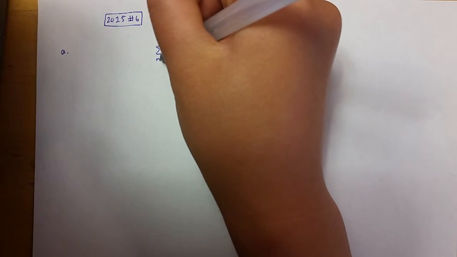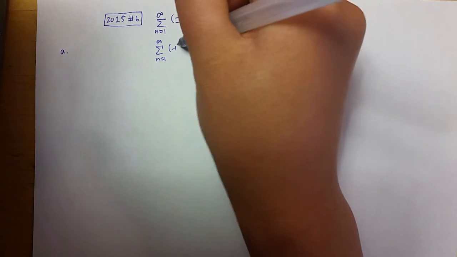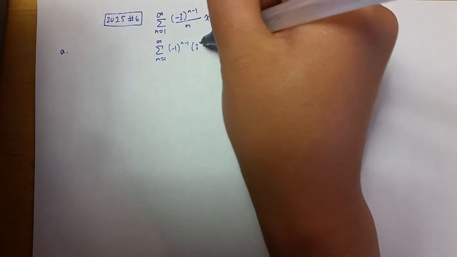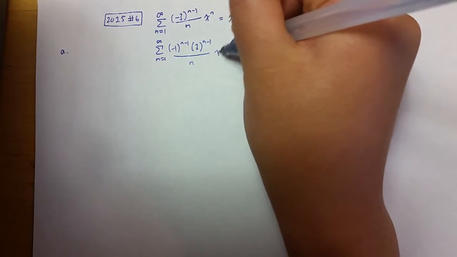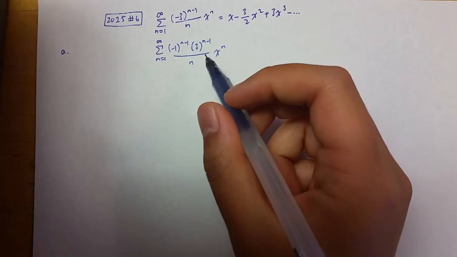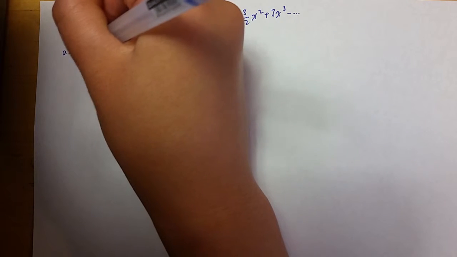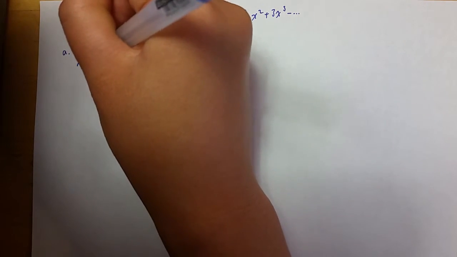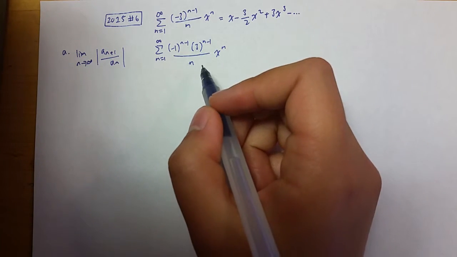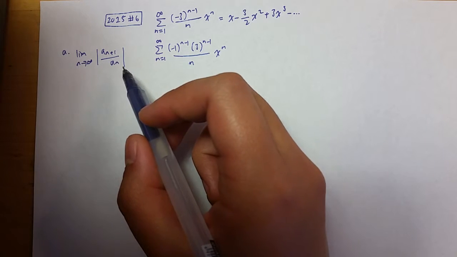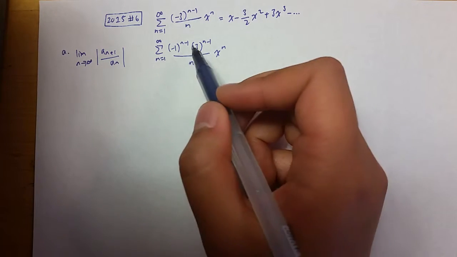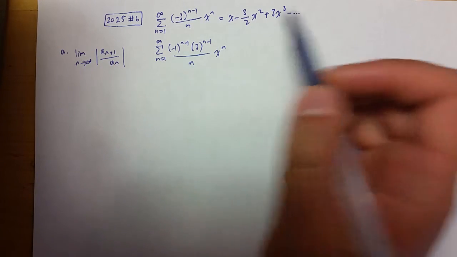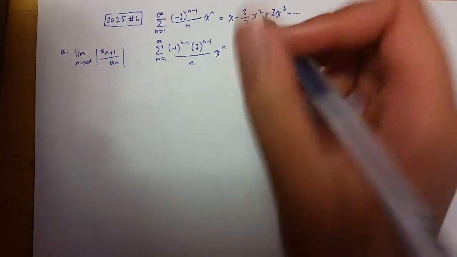So if we were to rewrite this series as an alternating series, we could just pull out the -1 to the n minus 1, and see that it looks like this. And when you use the ratio test, you find the limit as n goes to infinity of the absolute value of a sub n plus 1 over a sub n. So in this case, because there's absolute value bars, we don't pay attention to the alternating part and we just look at the rest of the series. So let's just write this out.